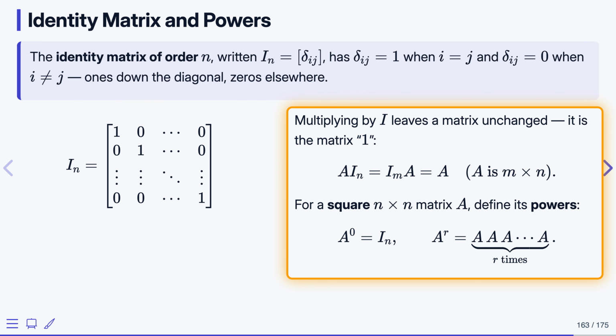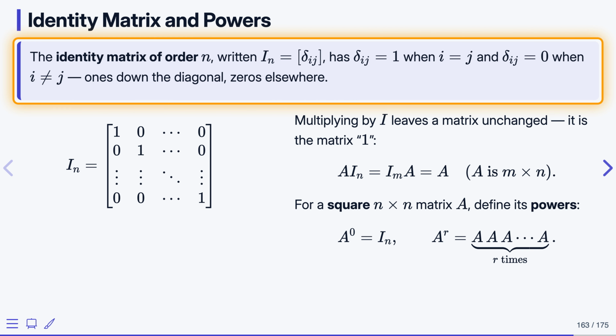Its special power is this. Multiplying any matrix A by the identity gives back A unchanged. In symbols, A times I sub n equals I sub m times A equals A. Because the identity behaves like 1, we can now define powers of a square matrix. A to the 0 is defined as the identity, and A to the r means A multiplied by itself r times.